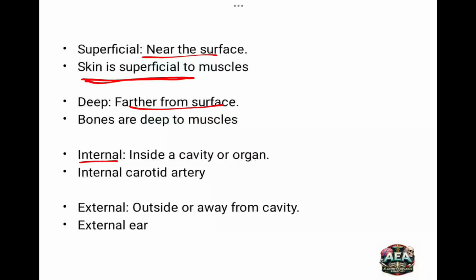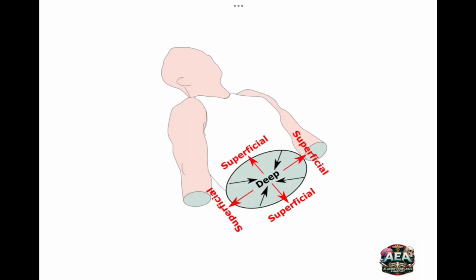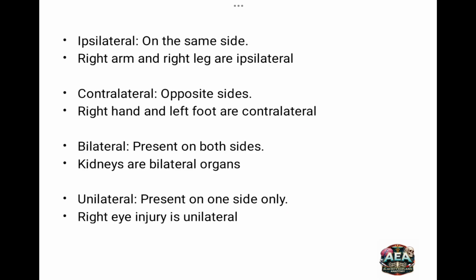We have internal. Internal means inside a cavity or organ. That particular structure is found inside a cavity or an organ. For example, the internal carotid artery. We have external, which is outside or away from a cavity. For example, the external ear. So if you look at this image here, towards the surface is what? Superficial. Away from the surface, when you're moving inside, you have what? You have your deep.